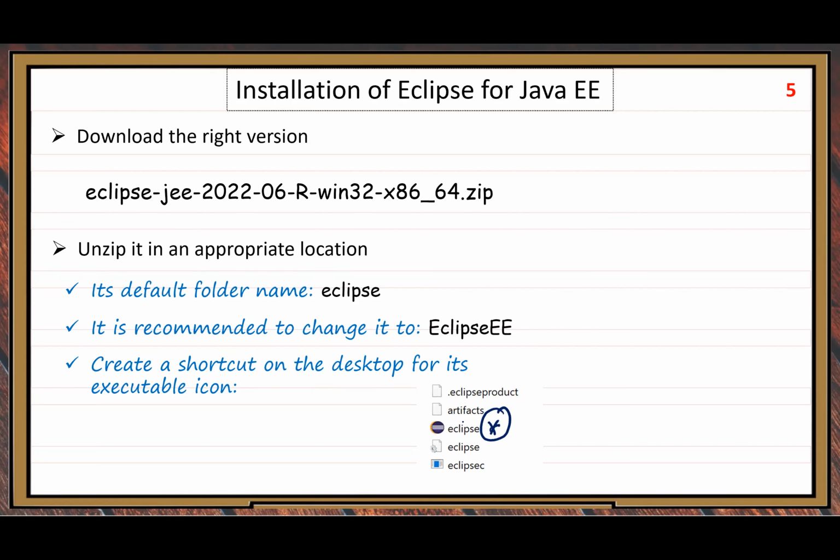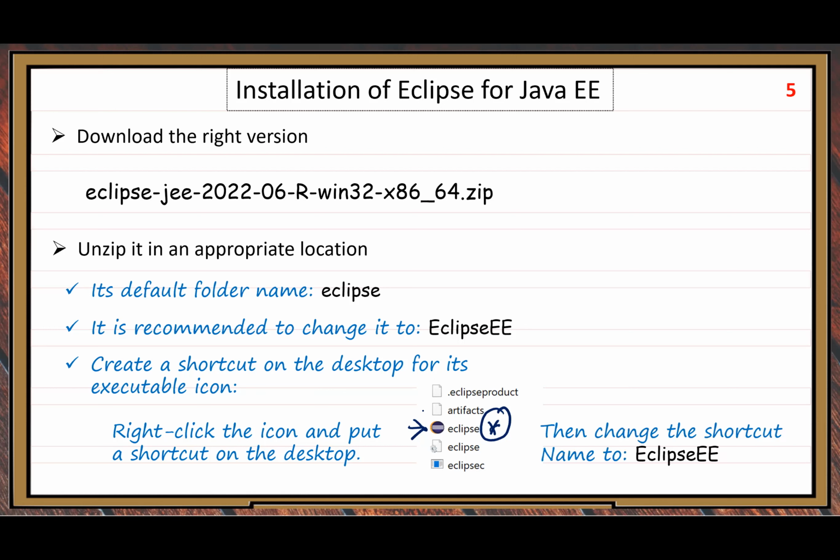This one, okay? Yeah, this is the executable icon. You want to make a shortcut of this executable icon on your desktop, okay? So you right click and put a shortcut on the desktop. Then on the desktop, you may like to change the name.